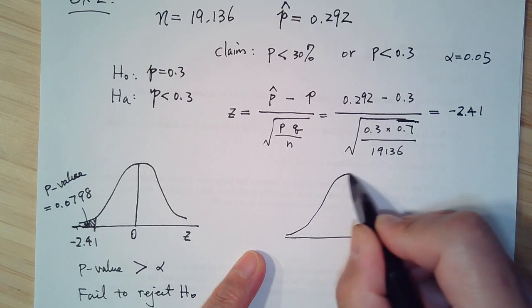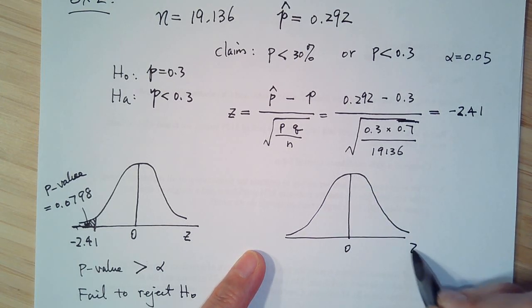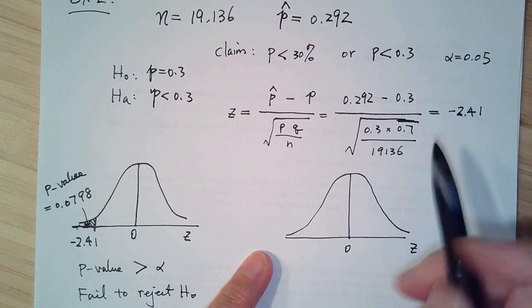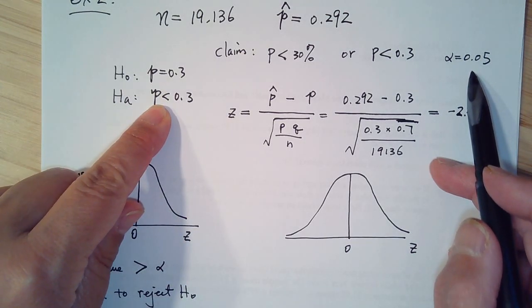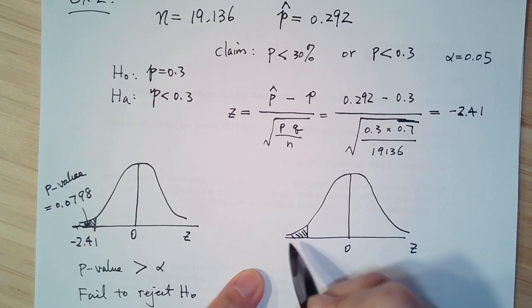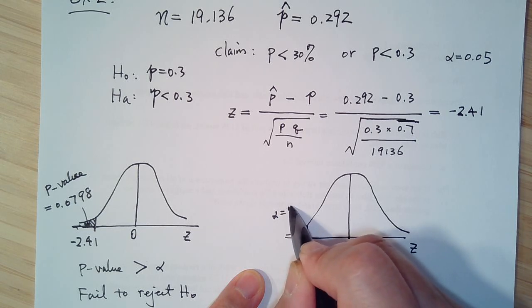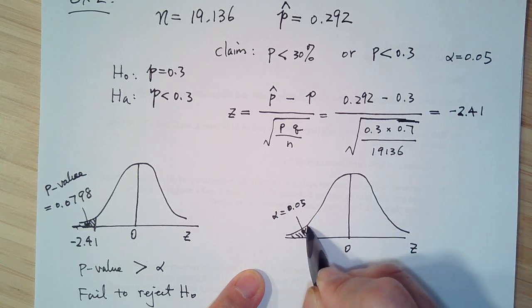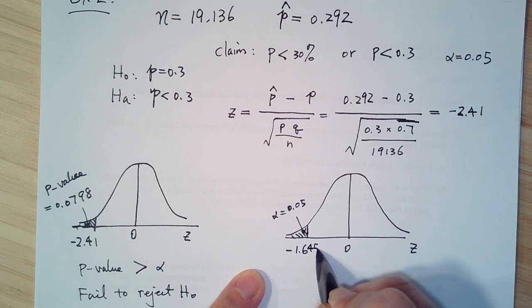Okay, now let me use another method. Again, I'm going to draw the z curve. Okay, here's a 0, here's a z. And I'm going to use alpha as the tail area and the left tail. You see what I'm doing? Alpha and left tail. So that is the alpha equals 0.05. That's the area. And then I get a negative 1.645. Okay, so here's the rejection region, and here's not.